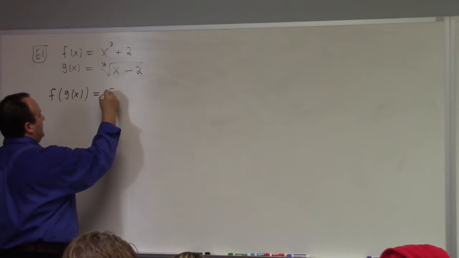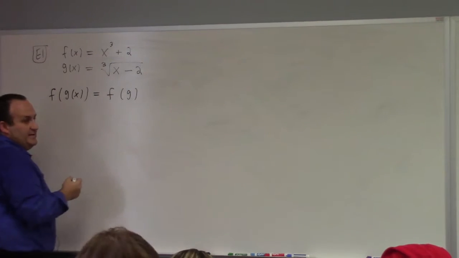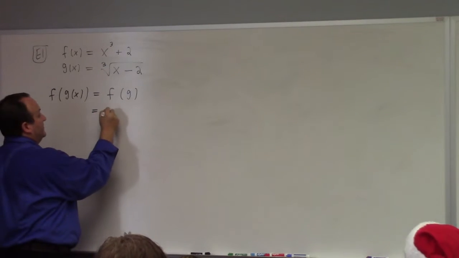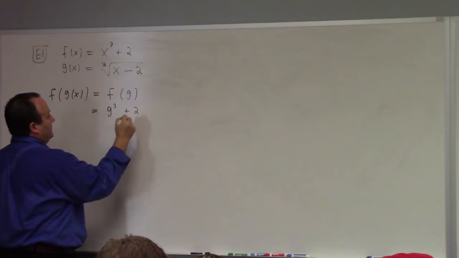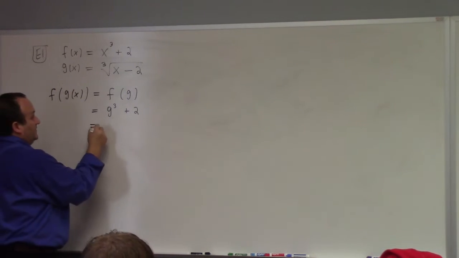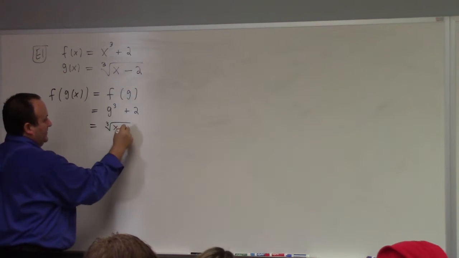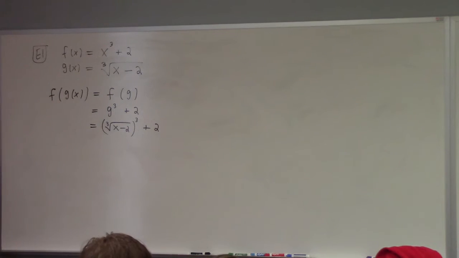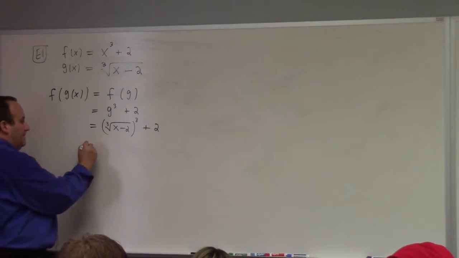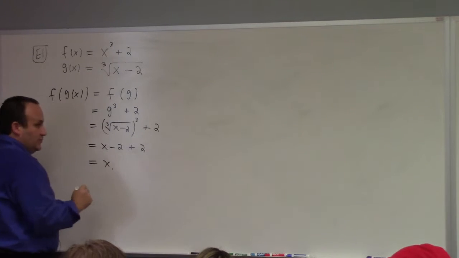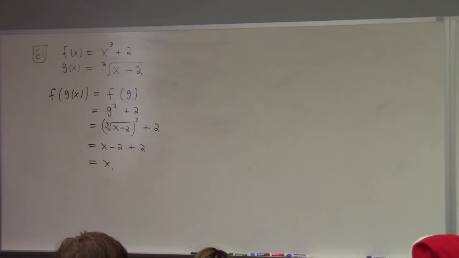So I suggested you could think of this as f of g, and you can just plug g in the place of x. So what's that give you? That gives you g cubed plus 2. But what is g? g is the cube root of x minus 2. So we've got the cube root of x minus 2, cubed, plus 2. What is the cube root of x minus 2 cubed? Well, that's x minus 2 again, isn't it? So that's x minus 2 plus 2, which is x. Let's strike one against the answer no.